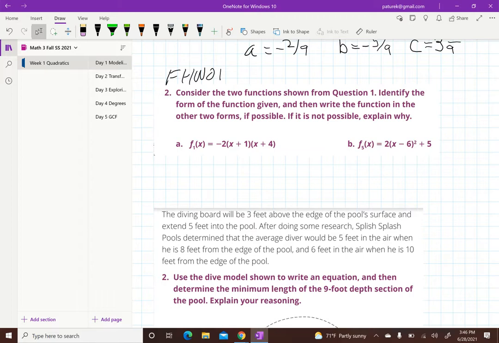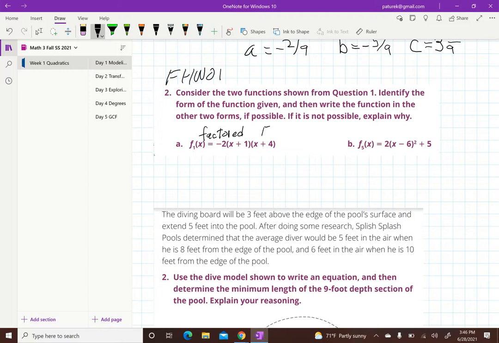Question 1 shown again below. Identify the form given. Write it in the other two forms if possible. If not possible, explain why. First of all, I would recognize that in A, it is written in factored form. I can convert it to standard form by distributing through, multiplying everything.